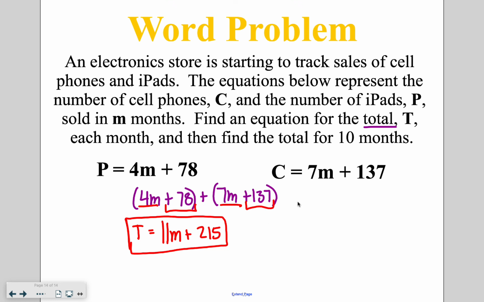So when you go through to find total sales, you're going to plug in the number of months, which in this case is 10. Then you would solve 11 times 10, which is 110, plus 215 is going to give you a total of 325 devices sold in the 10-month time frame.